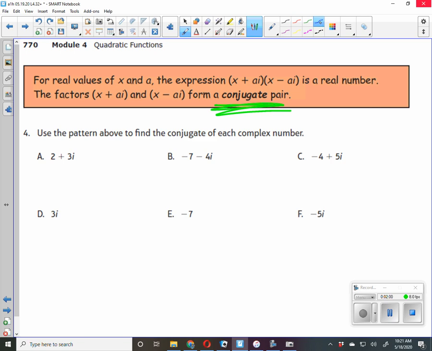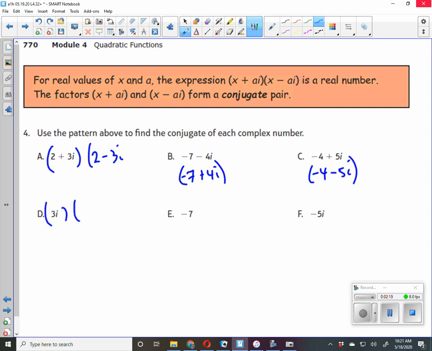All right, so they said use the pattern above to find the conjugate. Well, the conjugate of this is just going to be 2 minus 3i. Negative 7 plus 4i. Negative 4 minus 5i. Negative 3i. Negative 7, right? And then this is going to be plus 5i. Hopefully that makes sense. You're changing the sign of the second term.